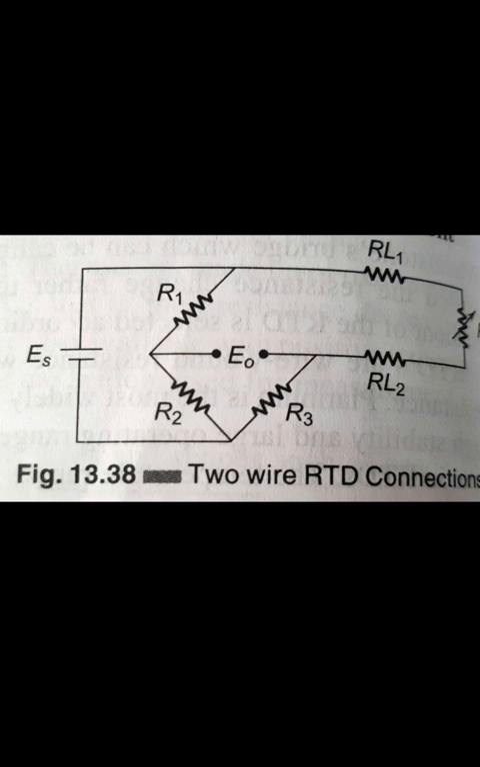where ES is equal to the power supply voltage, E0 is equal to the output voltage used for monitoring and controlling temperature, R1, R2 and R3 are fixed value resistors, RT is the resistance of the temperature sensing element, and RL and RL2 are the resistances of the leads connected to the RTD element.